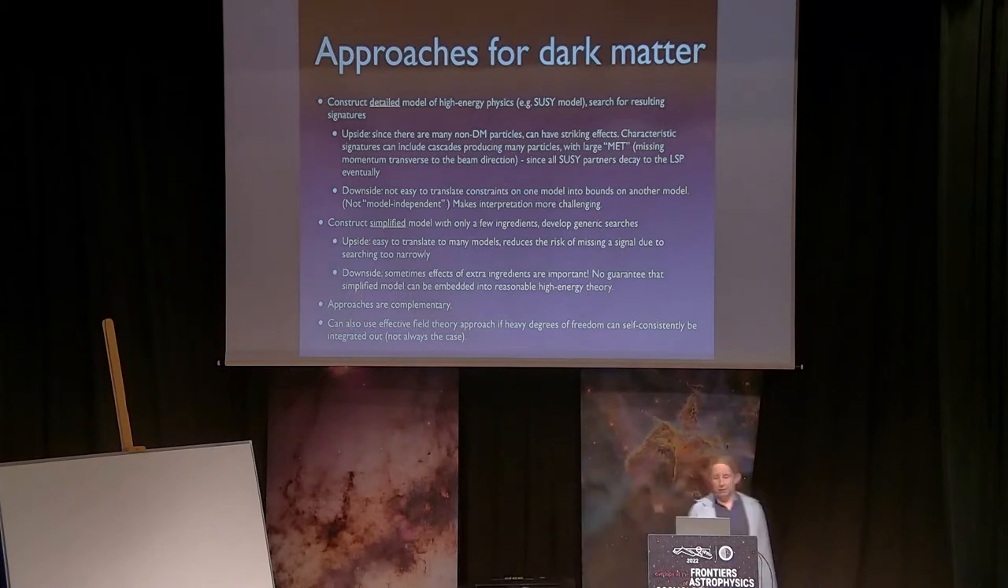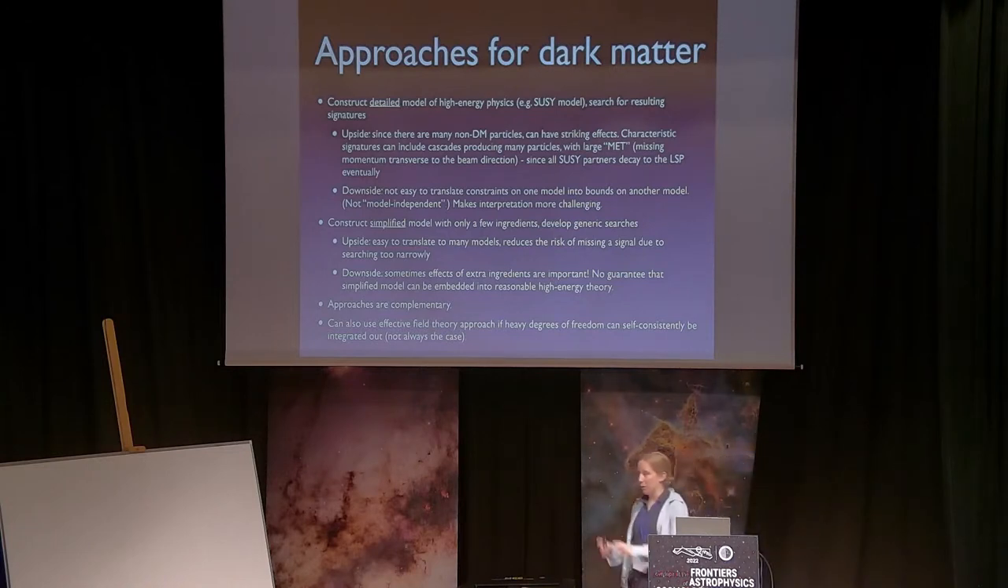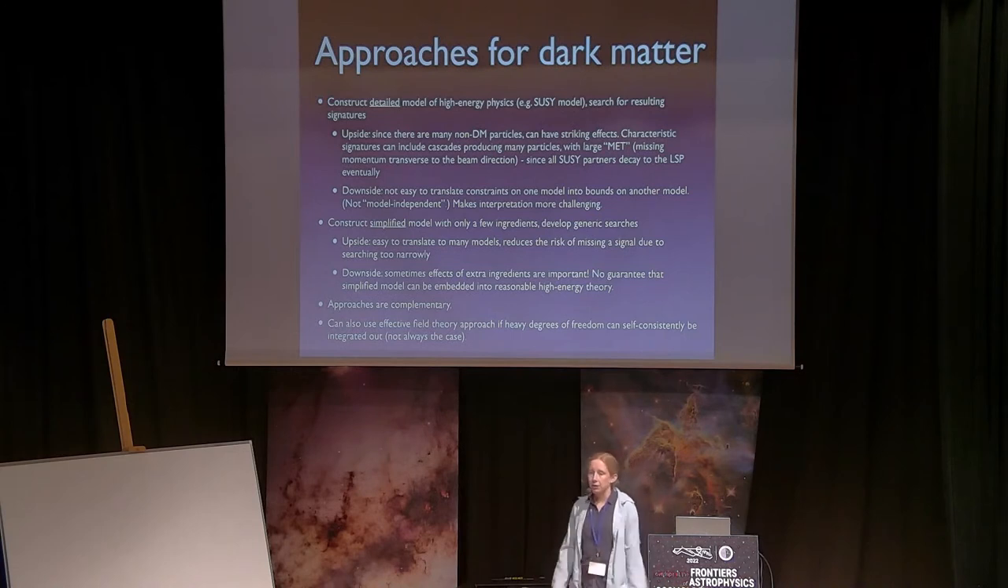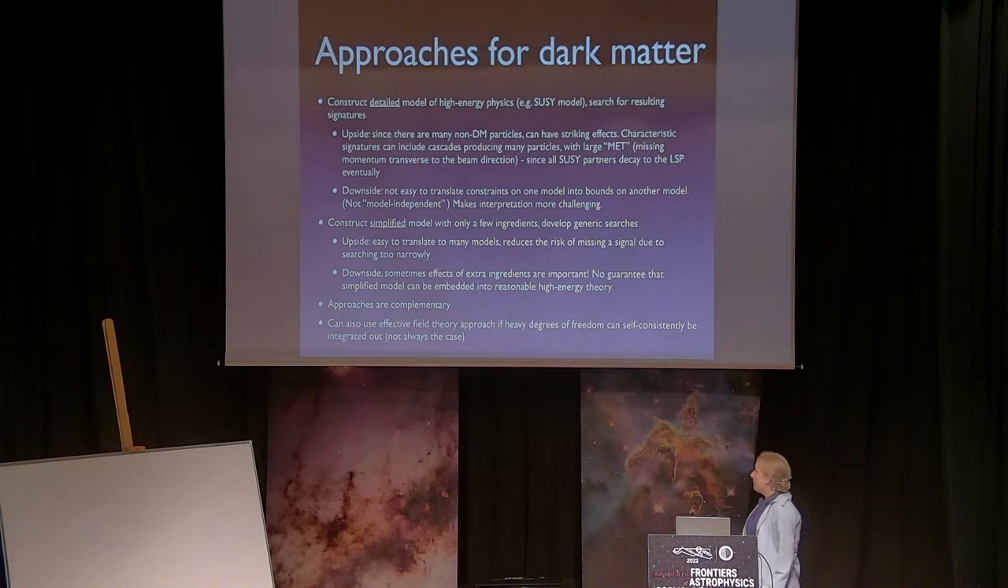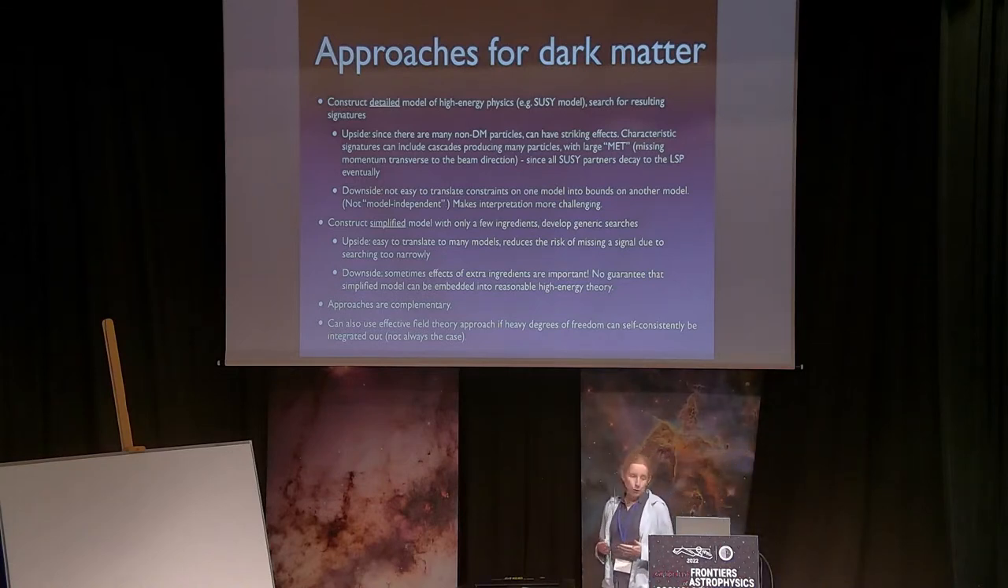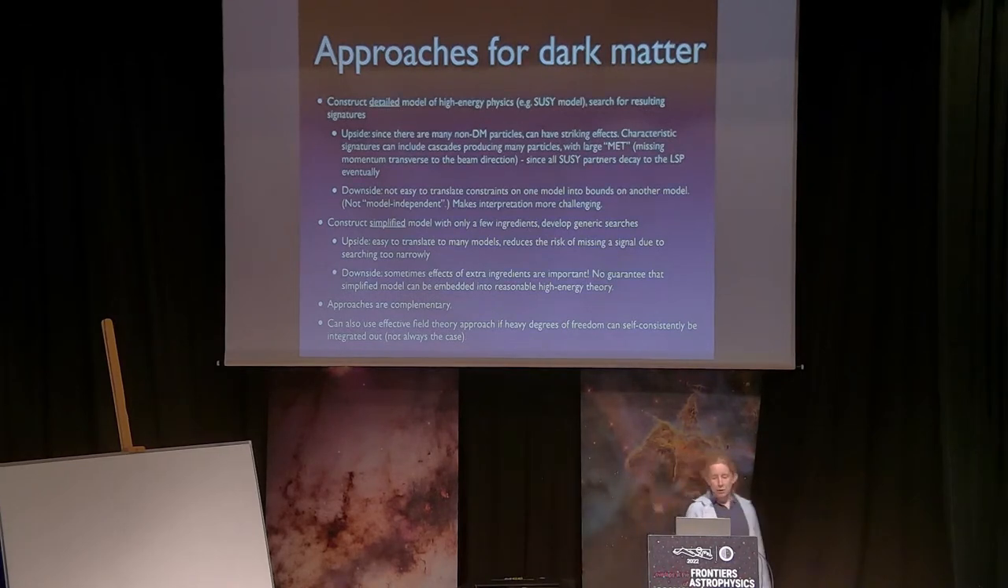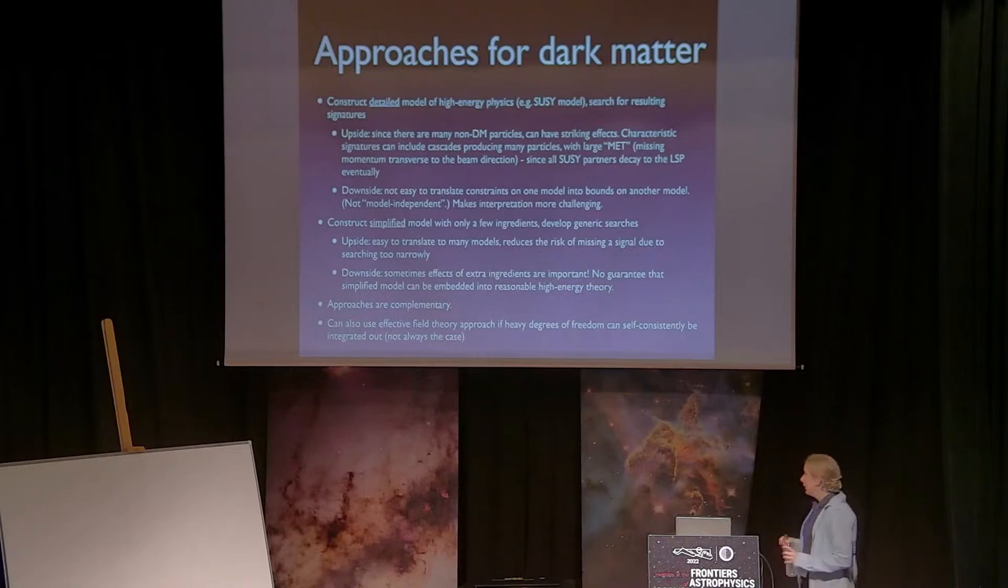The advantage of these simplified models is that it's easy to translate to a lot of different models, and it reduces the risk of missing a signal because you search for one very specific model-dependent signature that wasn't actually realized in our universe. But the downside is that sometimes the effects of those extra ingredients of the full models are important, and in general, there's not always a guarantee that an arbitrary simplified model that you write down can be embedded into a reasonable high-energy theory. So the usual feeling is these approaches are complementary. We can do both of them at the same time.